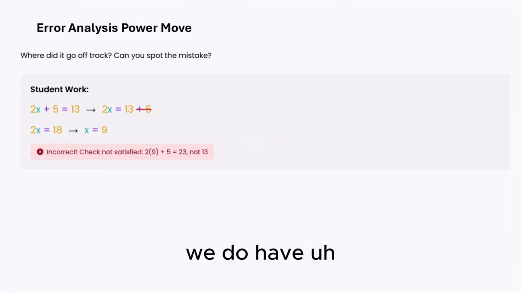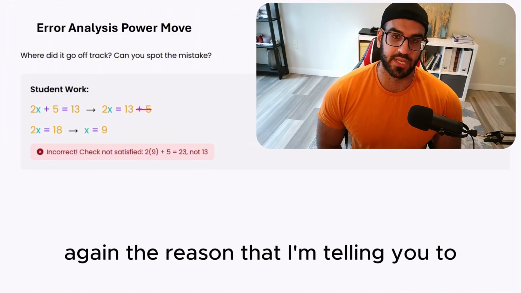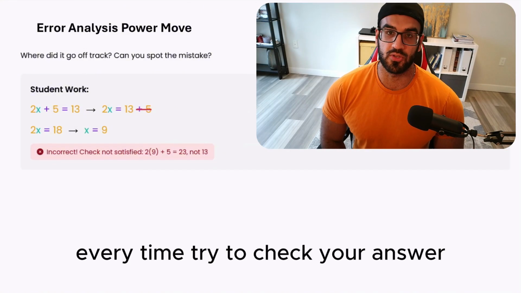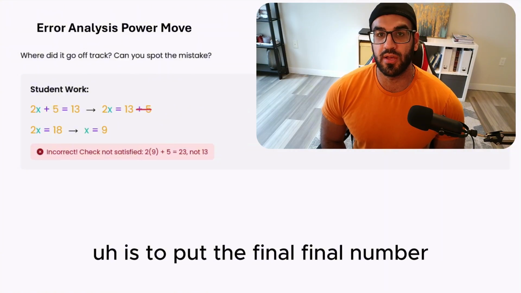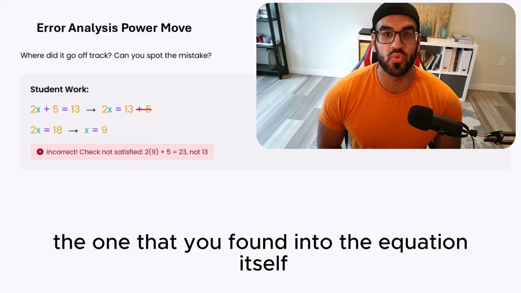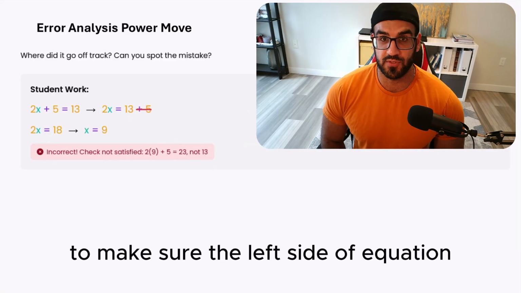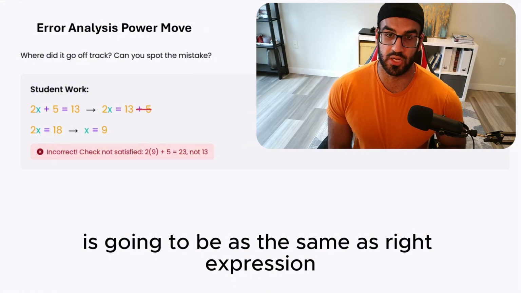Again, we do have some common mistakes in equations. The reason that I'm telling you to try to check your answer every time is to put the final number, the one that you found, into the equation itself, to make sure the left side of the equation is going to be the same as the right expression. So why are we doing that?